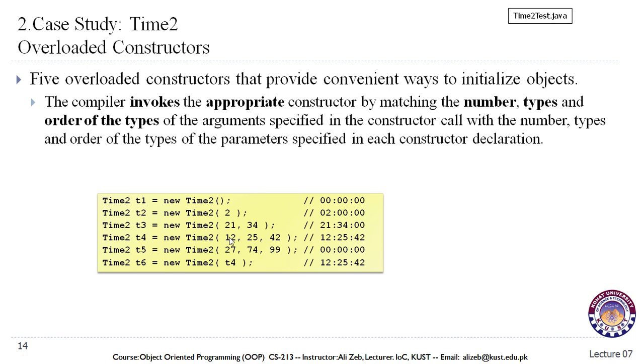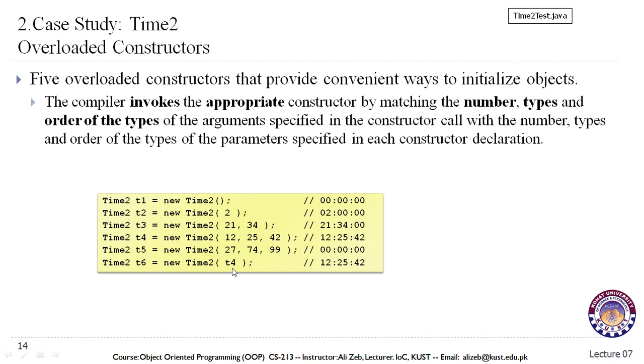For object T5, the constructor with 3 parameters will be used to initialize this object, but as we can see, these values are outside of the range that we can have for our time variables. Let's say the first one is for the hour, so we cannot have a value greater than 24 for our hours. Similarly, we cannot have a value greater than 60 for our minutes and for our seconds. Therefore, these will be initialized to the default values.